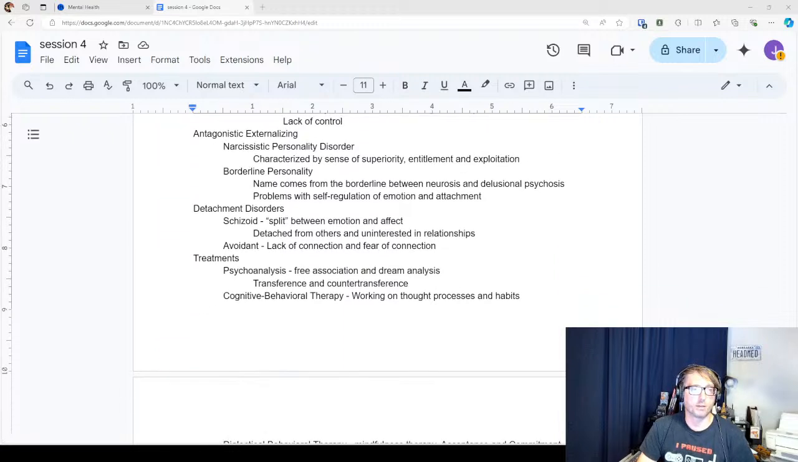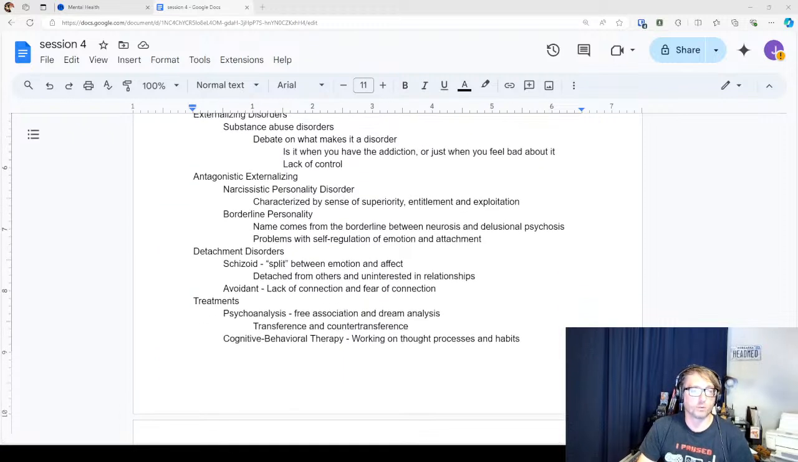We have antagonistic externalizing disorders, like narcissistic personality disorder, which is characterized by a sense of superiority and entitlement, and it can cause people to exploit other people very easily. And we have our borderline personality disorder, which involves difficulty with self-regulation of emotion and attachment. They call it that because it comes from the borderline between neurosis and delusional psychosis.